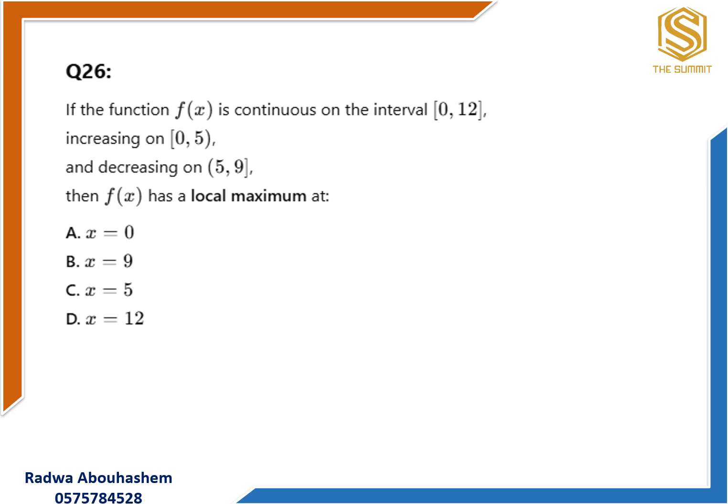If the function of x is continuous in the interval 0 to 12, increasing on 0 to 5, and decreasing on 5 to 9, then the function of x has a local maximum at... Okay, we agreed that when I tell you maximum or minimum, this means I'm having a changing point. This means I was decreasing then increasing, or increasing then decreasing. So where is the point that you have changing the direction? It's repeated here, the 5. So at x equal 5.